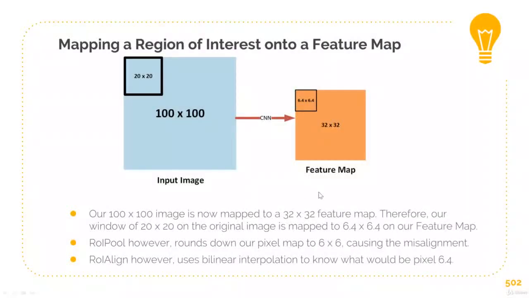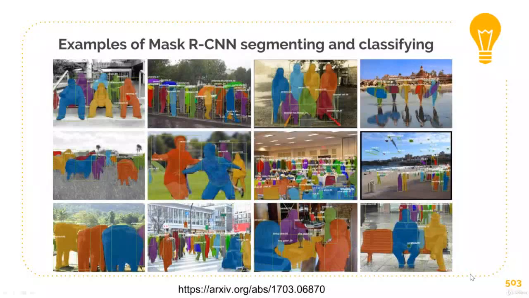It may not have been that important when you're looking at a big image with small objects, but if it's a big box that you're going to do a proposal on, being misaligned can actually be bad. ROI align, however, uses bilinear interpolation to know exactly what the pixel at 6.4 would be. So it's a pretty cool, nifty algorithm that gives you an exact mapping without having to round down pixels. These are some examples of mask RCNN segmenting and classifying images. It is pretty cool to see this in action. It's very accurate in some videos.